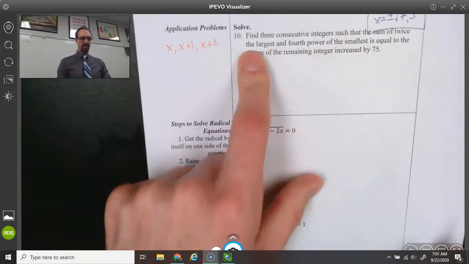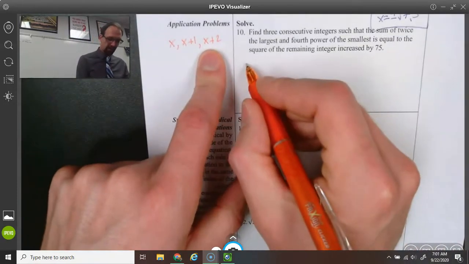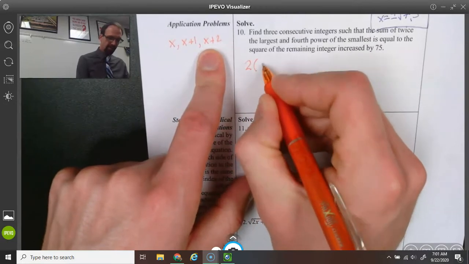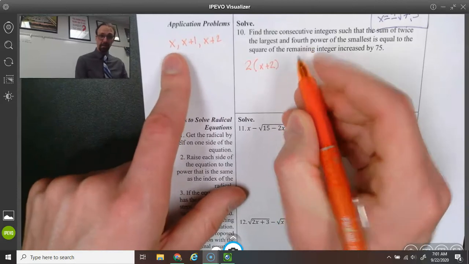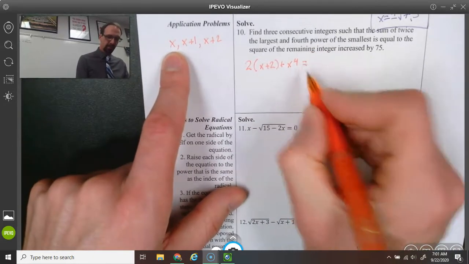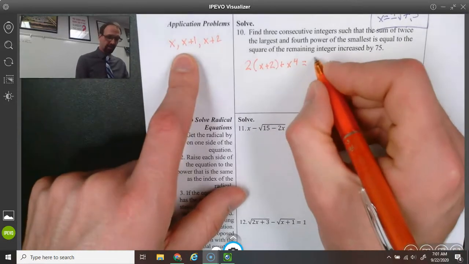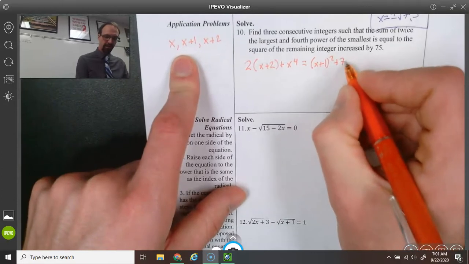Such that the sum of twice the largest. If the largest is x plus 2, then twice the largest is 2 times x plus 2. And the fourth power of the smallest is x to the fourth, so plus x to the fourth, is equal to the square of the remaining integer. The remaining integer is x plus 1 squared, increased by 75, plus 75.